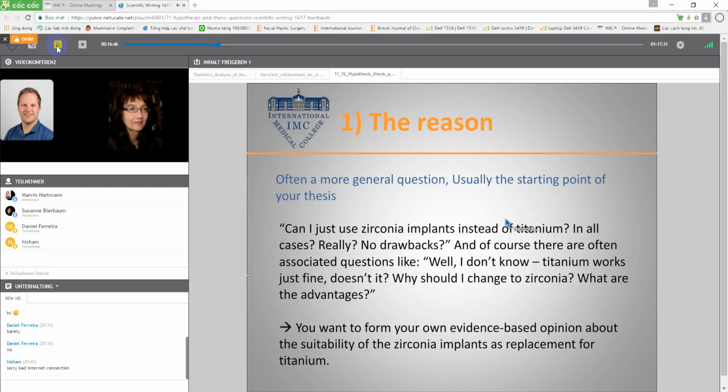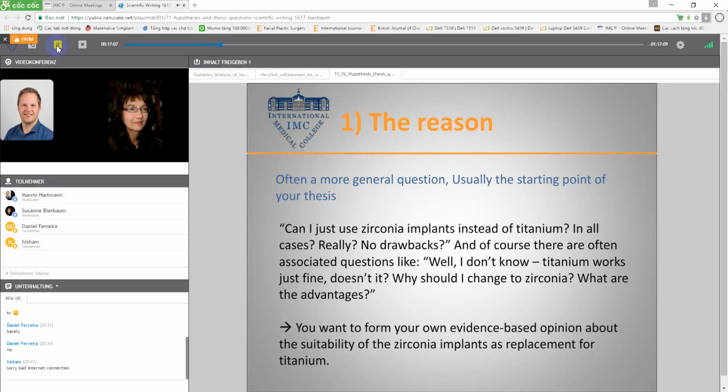What this means, if you want to say it a bit more strictly, is you want to form your own evidence-based opinion. Evidence-based opinion, I mean by that, about the suitability of zirconia implants as a replacement for titanium. It means the same as this question, it just sounds a little more scientific.